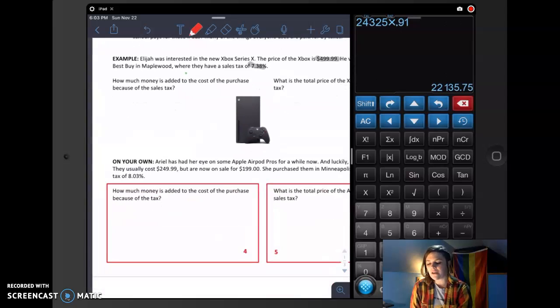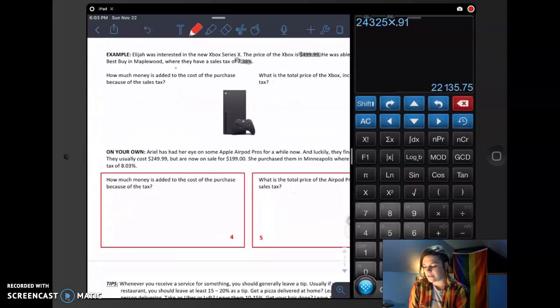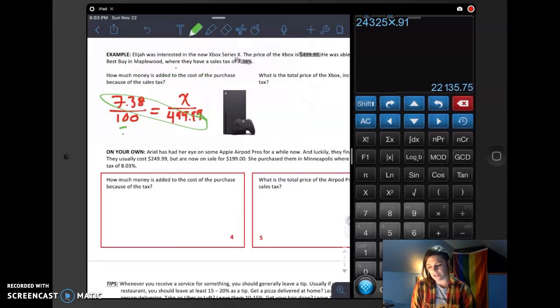And so first off, we need to find what the sales tax is. So we know that it's going to be 7.38% of the purchase price. So the total in these questions is always going to be the of. It's always going to be on the bottom. And then we use our cross multiplication strategy. We're going to do 7.38 times $499.99, and then you divide by 100.